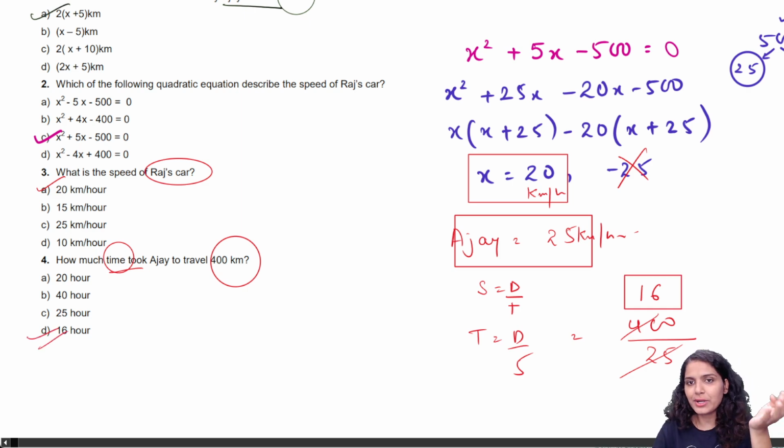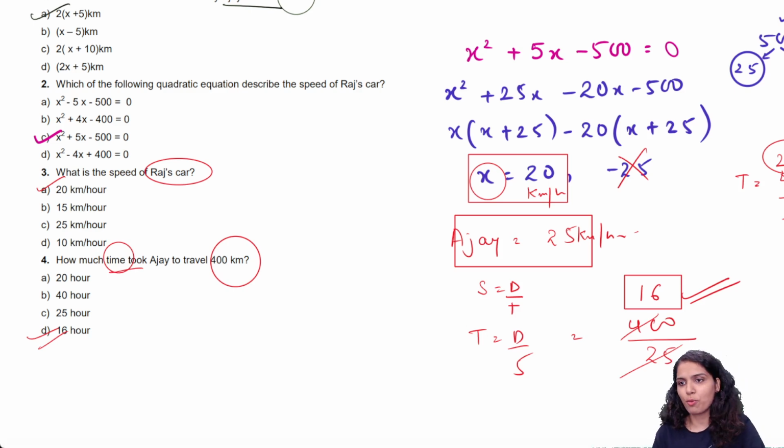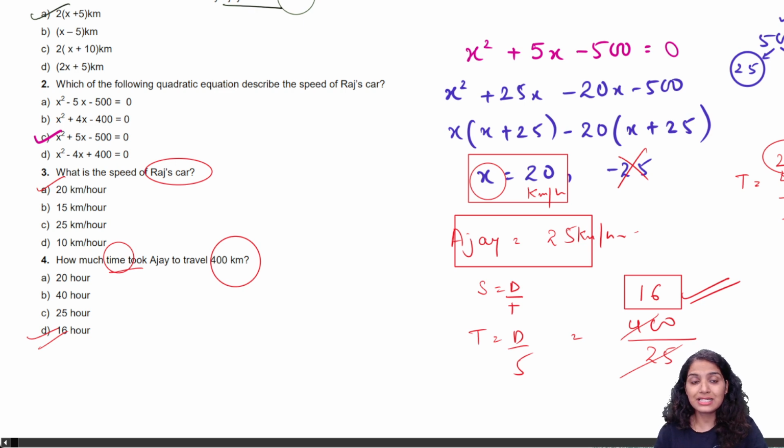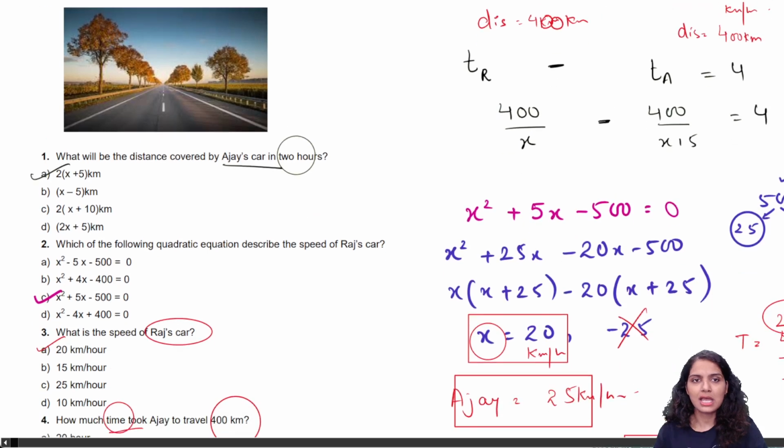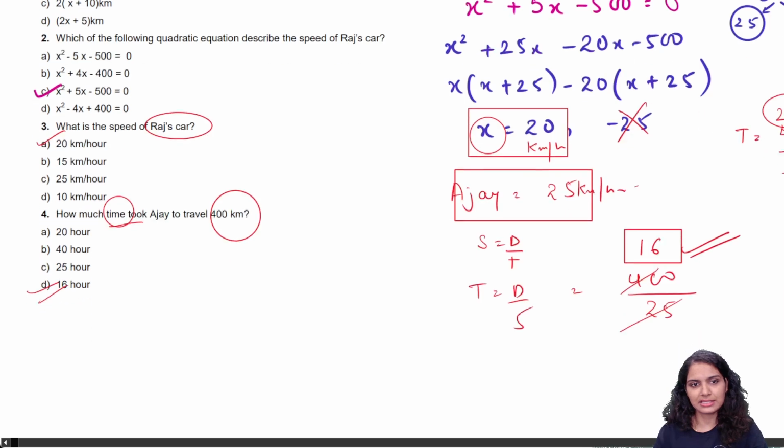Or the other way to do it, you know that the speed of Raj is this, right? So I can find the time taken by Raj. Time taken will be 400 upon 20, that will be 20. And the time taken by Ajay will be 4 less than 20, which is 16. So you can do either way, okay? Alright, so with this we have solved these 4 problems, and this question is actually important because in exams, if you get a case-based question on quadratic equations, then chances are you will get questions like this.